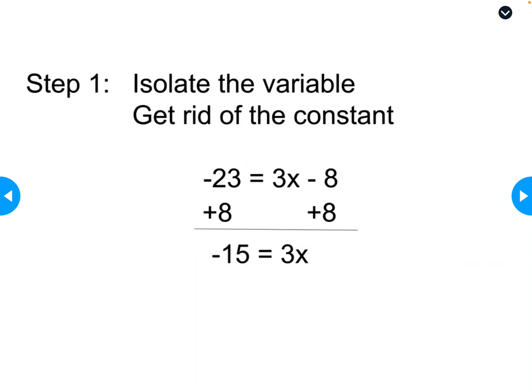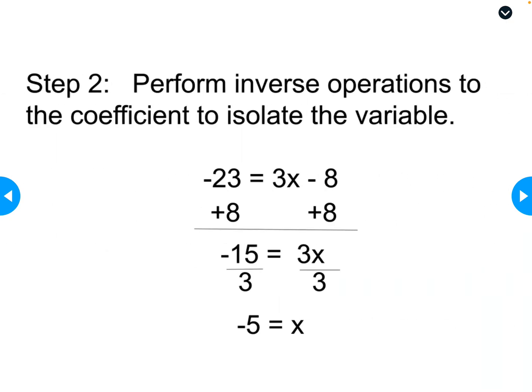Let's take a look at another one. In this one, our constant would be the minus 8, or a negative 8. To get rid of it, the inverse would be to add 8 to both sides. Be careful of your negatives here. On the left, we'd be left with a negative 15 equals 3x on the right side of the equation. Now we're down to a one-step. To isolate the x, we need to divide both sides by 3. I'm showing that in this step, which would give us negative 5 is equal to x.